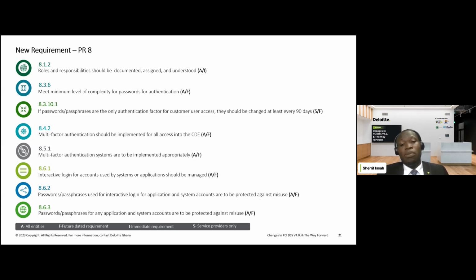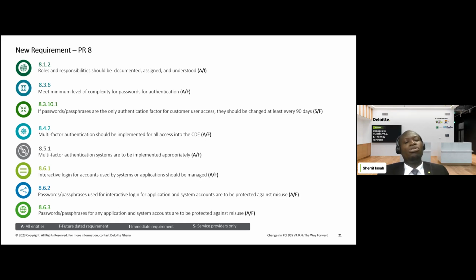So if service providers are providing platforms that are meant for their customers, they need to ensure that the passwords are changed every 90 days, especially if there's no other form of authentication, if there's no multiple factor of authentication. So section 8.4.2 also says that multi-factor authentication should be implemented for all access into the CDE.